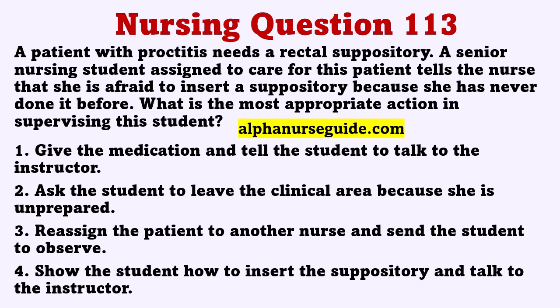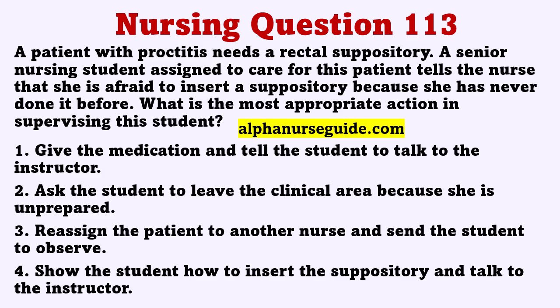A patient with proctitis needs a rectal suppository. A senior nursing student assigned to care for this patient tells a nurse that she is afraid to insert a suppository because she has never done it before. What is the most appropriate action in supervising the student? 1. Give the medication and tell the student to talk to the instructor. 2. Ask the student to leave the clinical area because she is unprepared. 3. Reassign the patient to another nurse and send the student to observe. 4. Show the student how to insert the suppository and talk to the instructor.